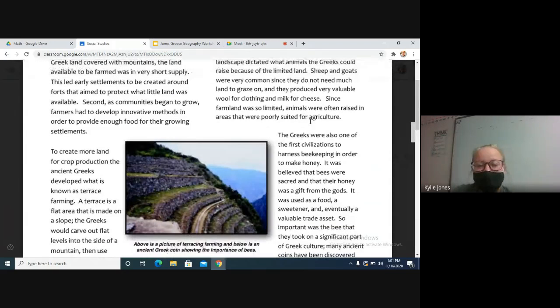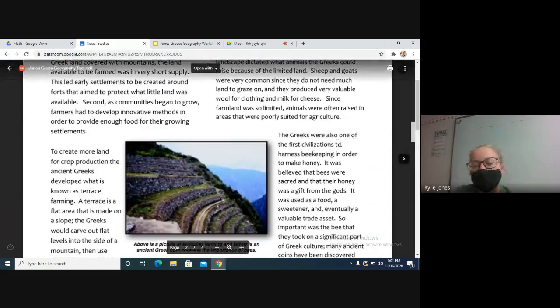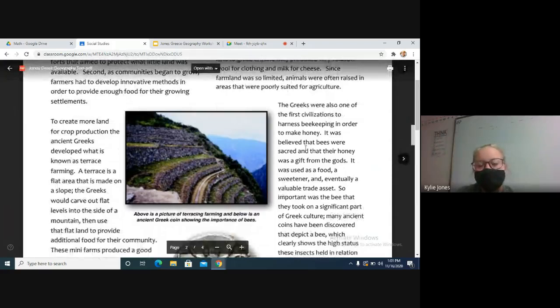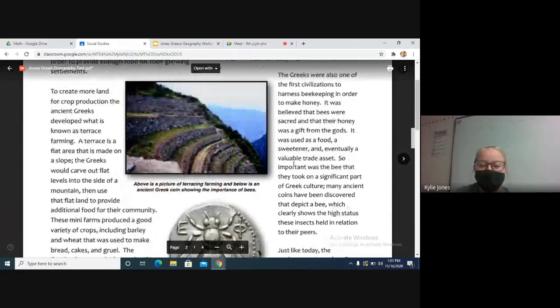The Greeks were also one of the very first civilizations to harness beekeeping in order to make honey. It was believed that bees were sacred and that their honey was often a gift from the gods. It was used as food, a sweetener, and eventually a very valuable trade asset, which means they would trade it for lots of money or for different things that they needed.